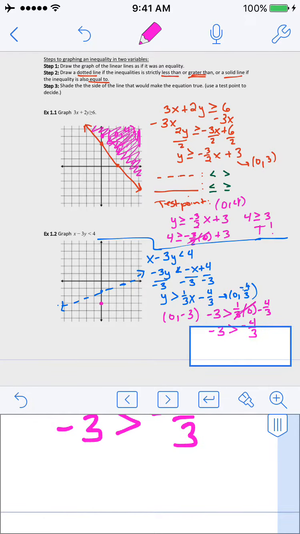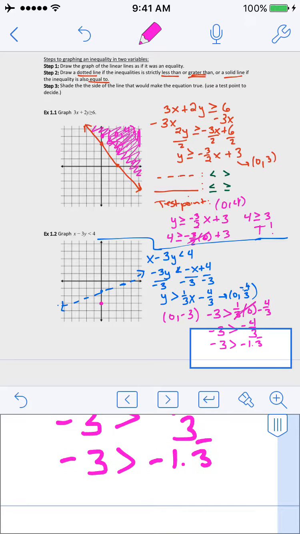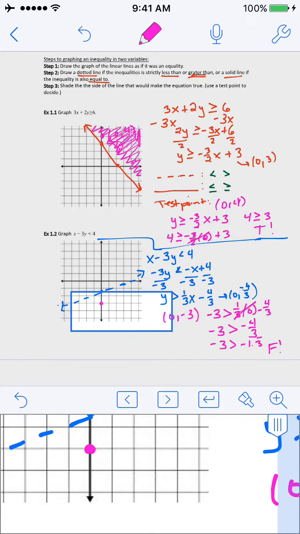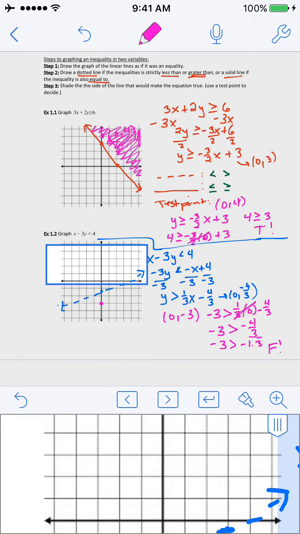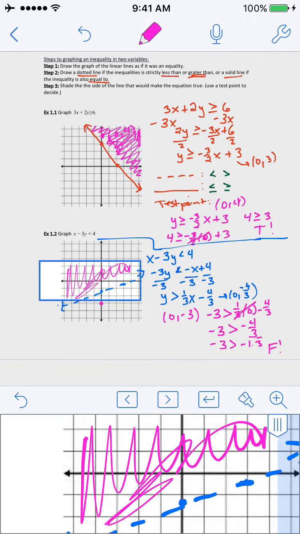Now, negative 4/3 is negative 1.3 repeating. So is negative 3 greater than negative 1/3? I have to be careful because it's negatives here. But no, it's not, right? Negative 3 is smaller than negative 1/3. So this is a false statement. That doesn't mean I have to go find a test point that's true. That just means I know that this point is not on the shaded side. Therefore, the shaded side must have been the other one, right? It must have been this one.